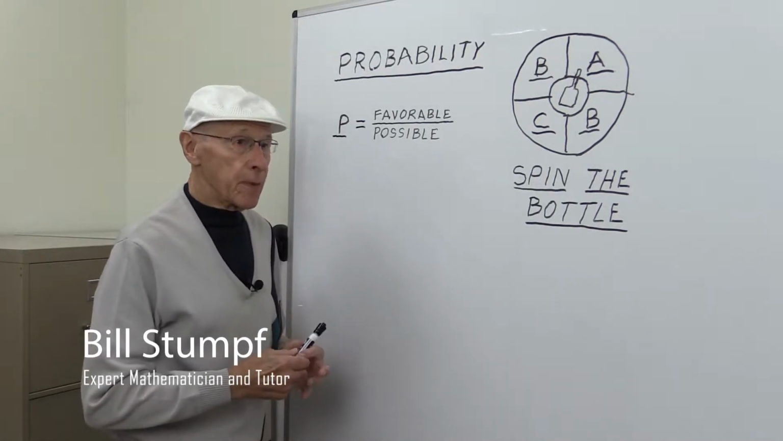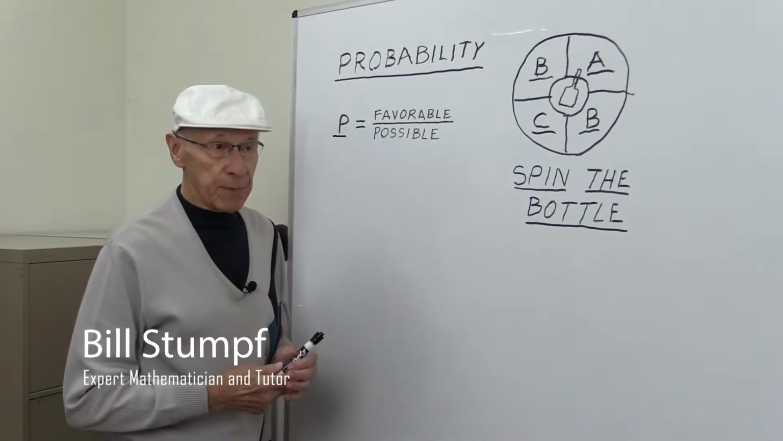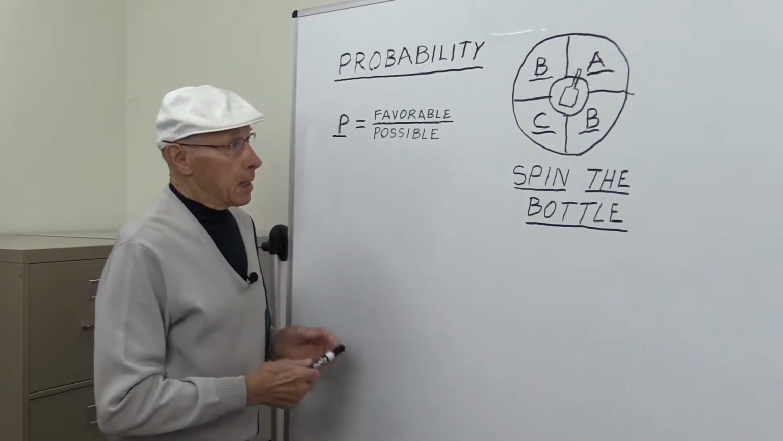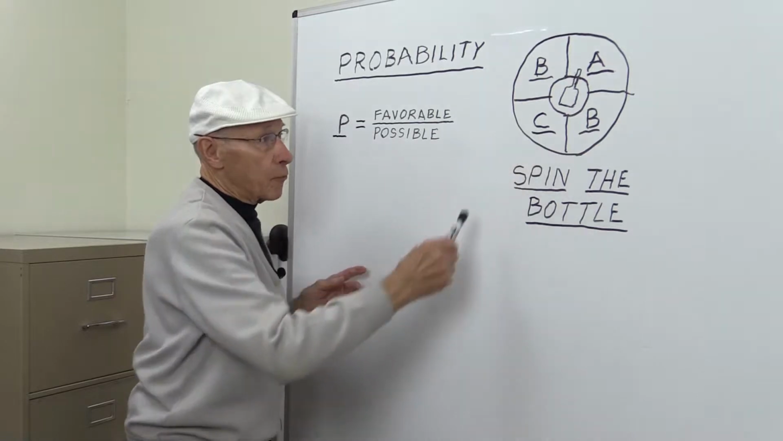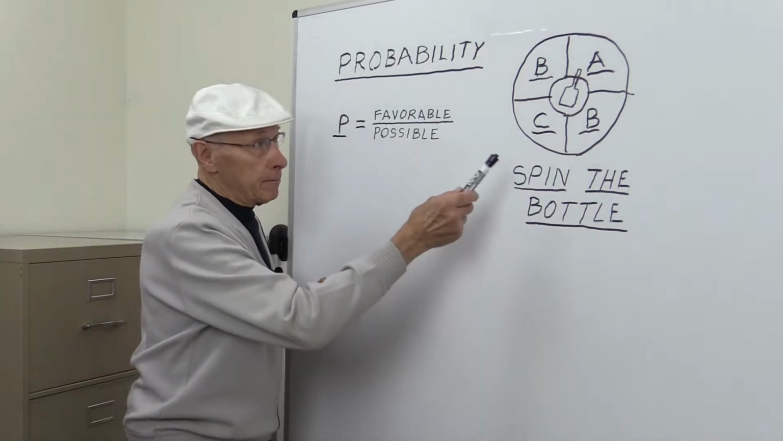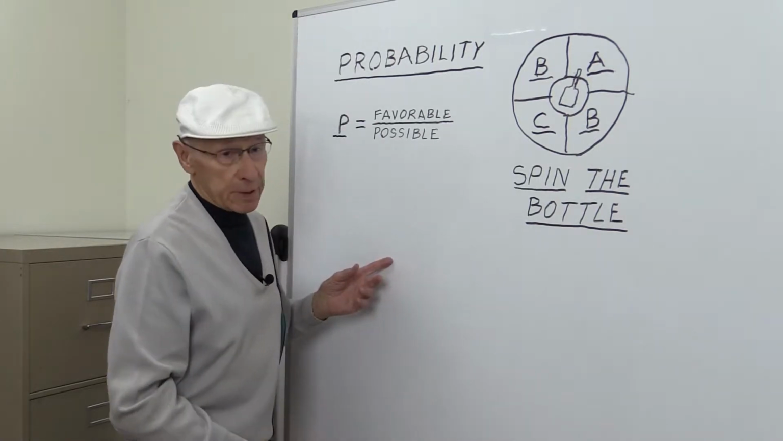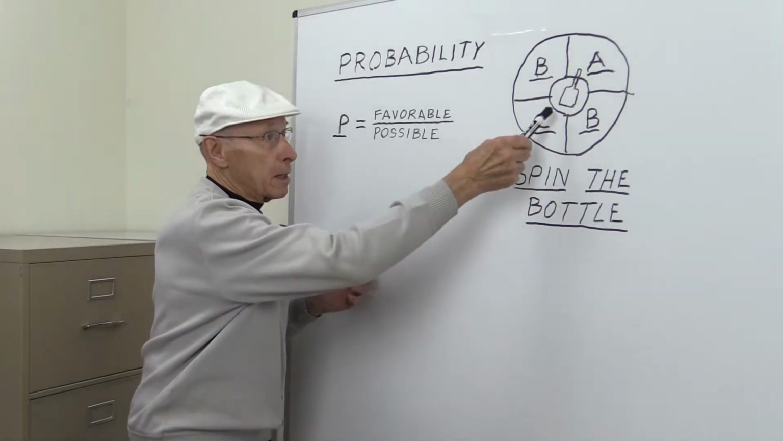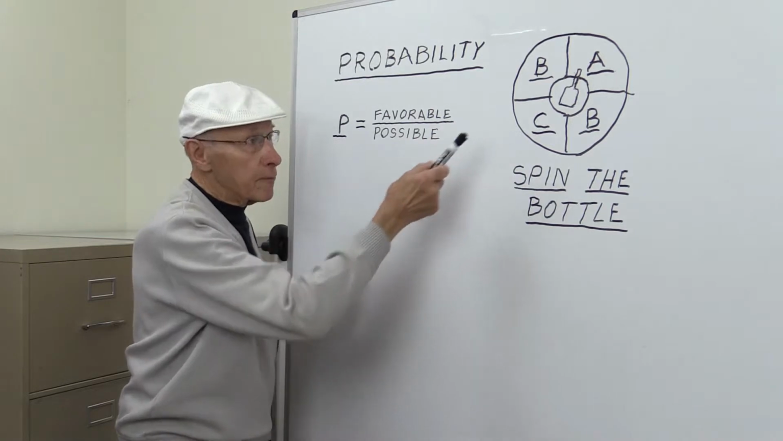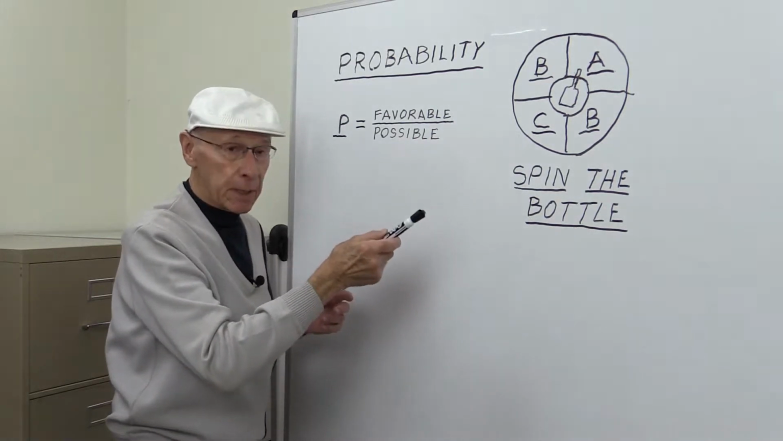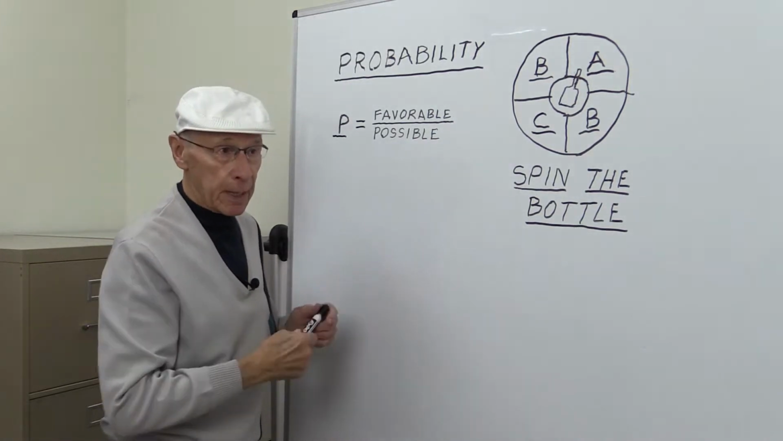The first problem we're going to look at is called spin the bottle. Take a circle and divide it into 4 quadrants and identify each quadrant like I have as some letter, and then a bottle in the center that you can spin, and wherever the bottle stops spinning, that's the quadrant we're going to be looking at.